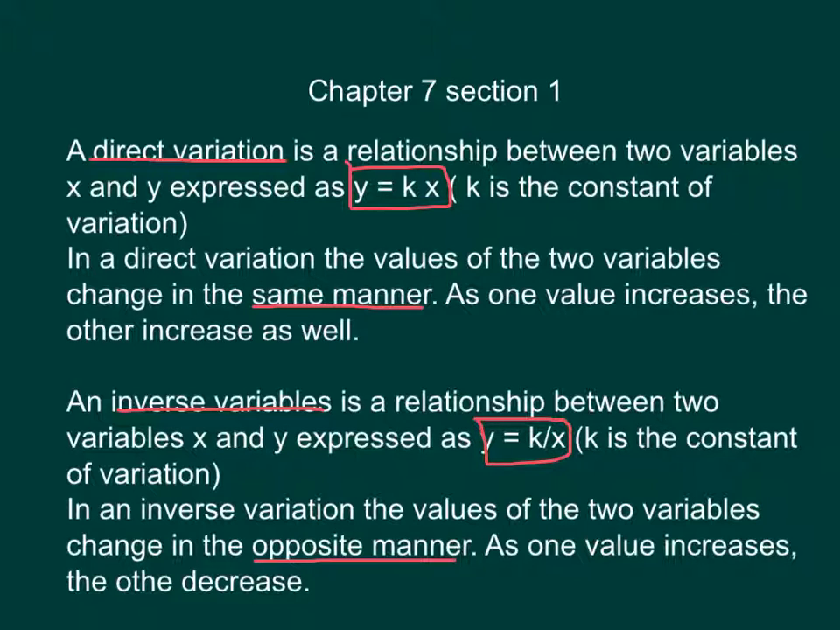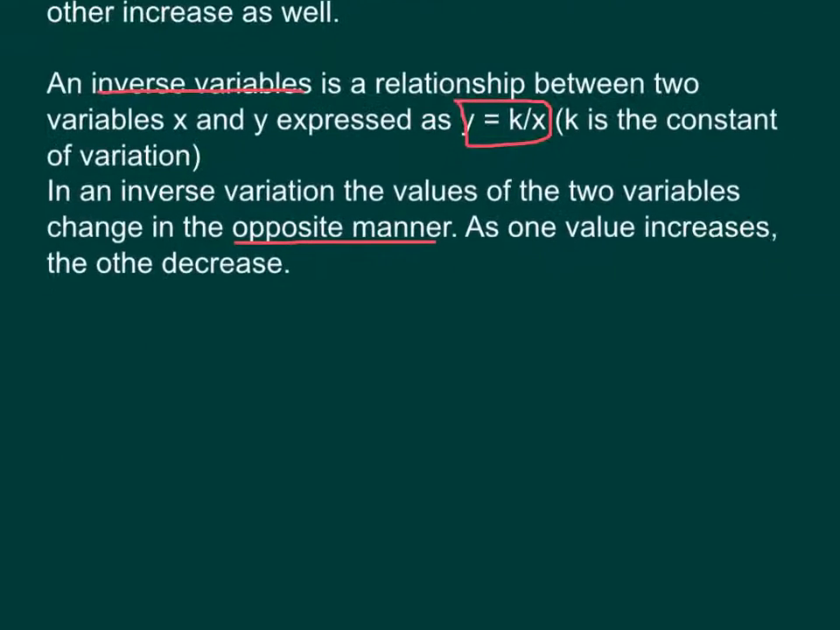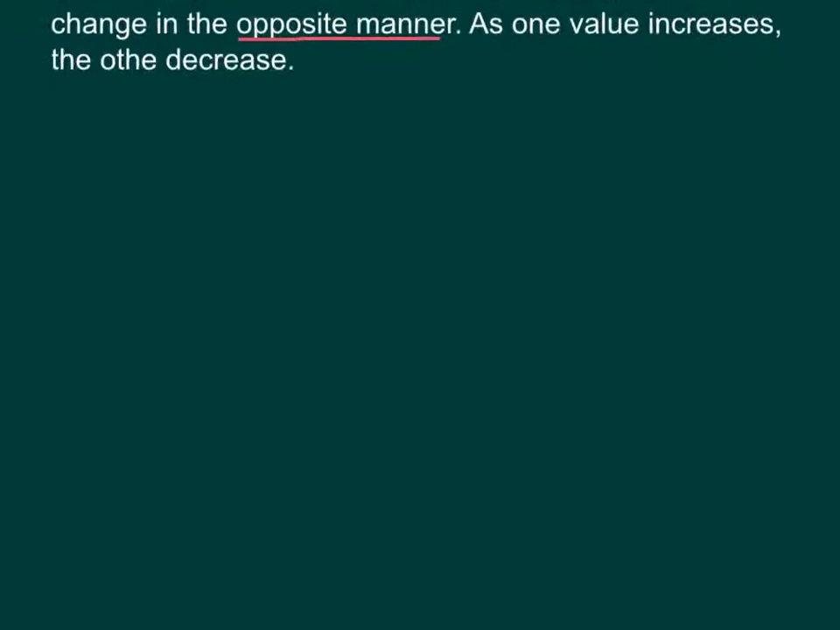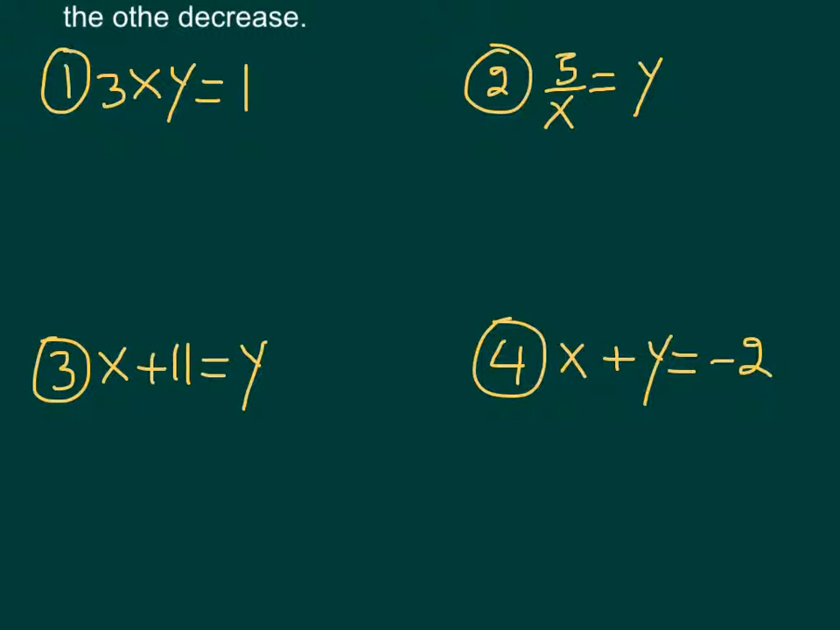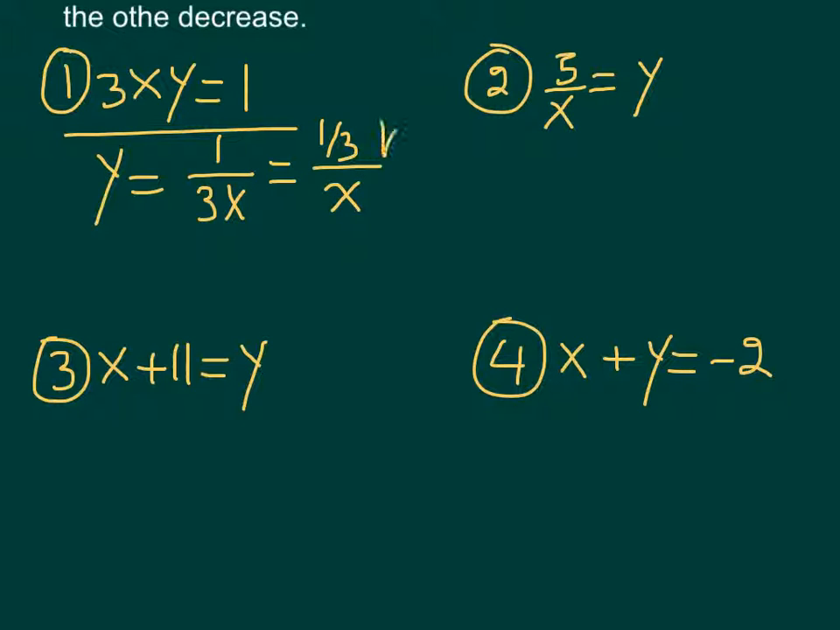Now we're going to do some exercises. I need you to take some notes, and we're going to start with number 1. How can we identify? Okay, starting with number 1. As you can tell, if you solve for y, you're going to have y equals 1 over 3x, or simply 1/3 divided by x. This is in the form k over x, which is inverse variation.